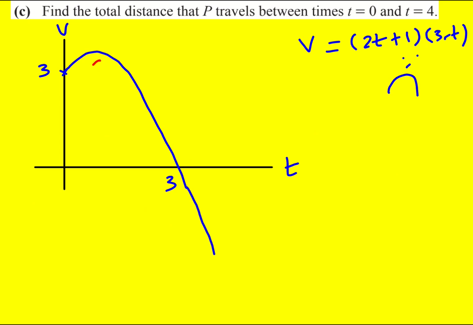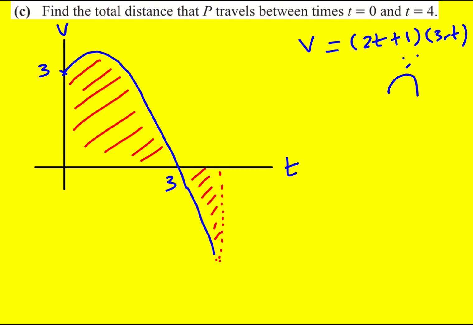So if I want to find the distance, I need to find this area here. And then it is between 0 and 4, so I also need to find this area. But this is why a graph is useful, because you can't just integrate from 0 to 4, because we have a positive displacement and a negative displacement. But we're not being asked for the displacement, we're being asked for the distance.